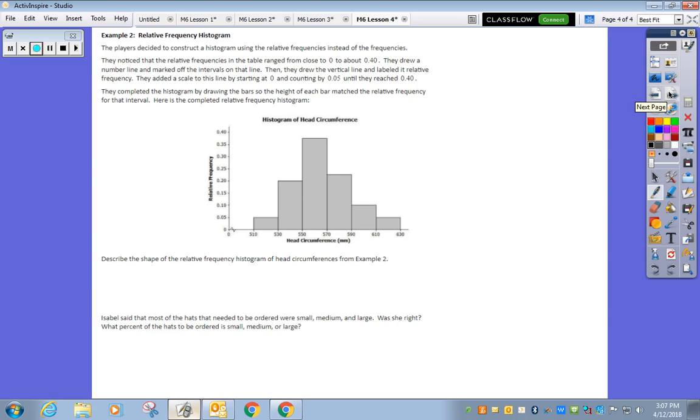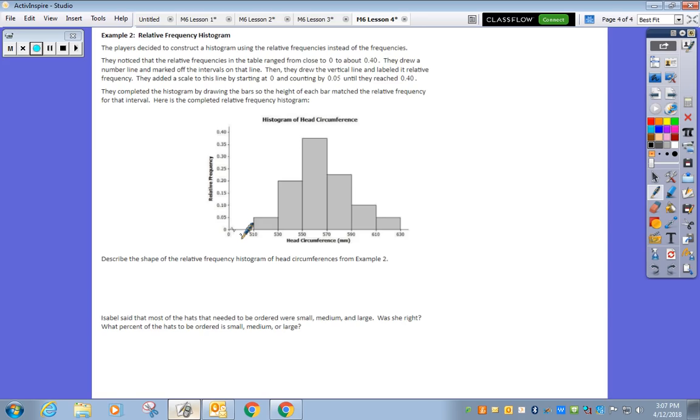Okay, so example 2 says a relative frequency histogram. Now what we're doing is making a histogram based on that relative frequency column instead of the frequency column, which we did yesterday. The players decided to construct a histogram using the relative frequencies instead of the frequencies. They noticed that the relative frequencies in the table ranged from close to 0 to about 0.40 or 40 hundredths. They drew a number line and marked off the intervals on that line. That's the same exact thing that was done yesterday in the histogram. Same intervals, same everything.